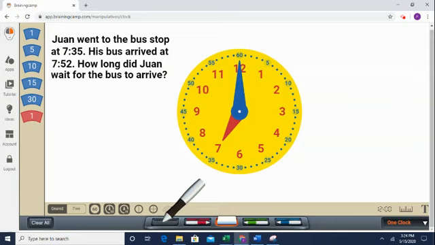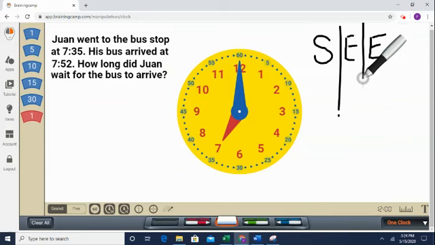Let's figure out what it is we see in this word problem. Remember, the S stands for start, and E for elapsed time, and then the last E for the end time. I'm going to go look at my word problem and see what I can figure out. Juan went to the bus stop at 7:35. His bus arrived at 7:52. How long did Juan wait for the bus to arrive?